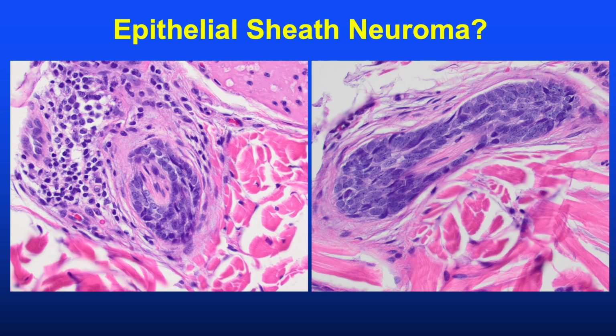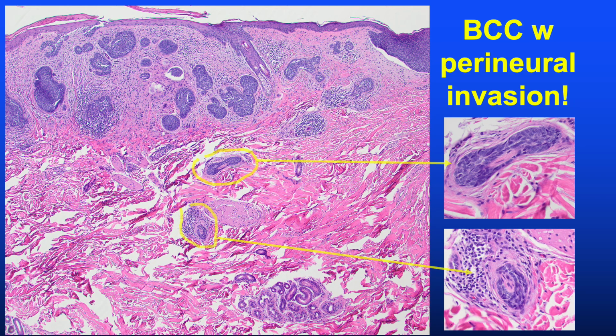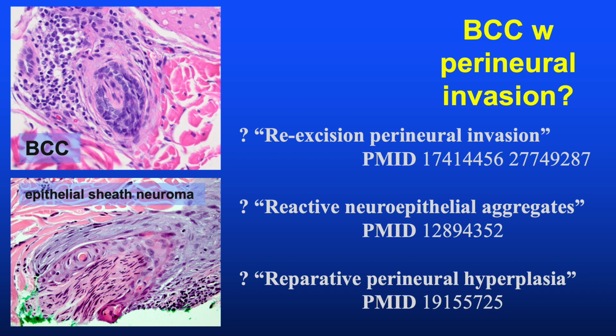So, what do you say? Another example of epithelial sheath neuroma? No, these cells are a bit more basaloid, and this is perineural invasion associated with basal cell carcinoma. And so we have a very clinically relevant differential diagnosis for the presence of perineural epithelium that is of particular relevance to pathologists as well as budding Mohs surgeons.